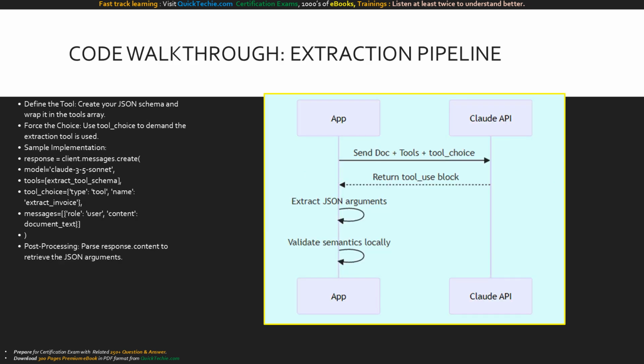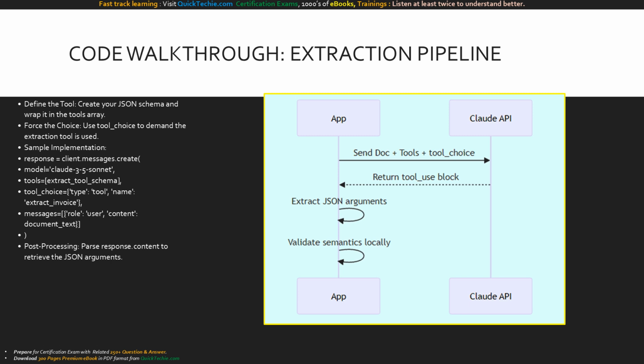Let's look at the actual Python implementation. We call client.messages.create, passing in our document. The magic happens in 2 parameters. First, tools takes our predefined JSON schema. Second, tool choice is set explicitly with type tool and the name extract invoice. This guarantees Claude will bypass conversational pleasantries and jump straight into generating tool arguments.